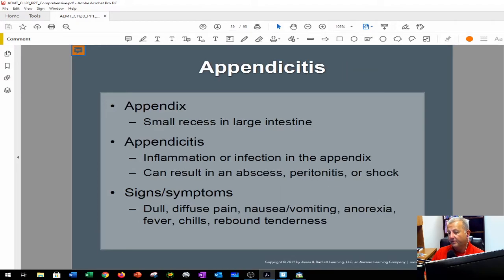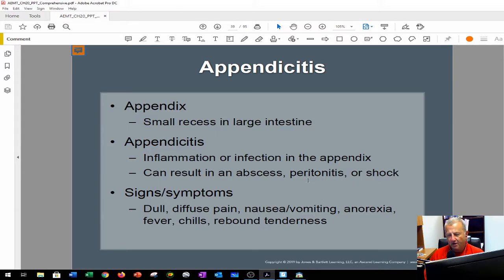Your appendix. Yeah, so symptoms are all over the place, but normally you're looking at an early morning onset of abdominal pain that generates around the navel. Okay, and as the day goes on, the pain seems to start becoming more associated with the right lower quadrant, and that seems to be the pattern.